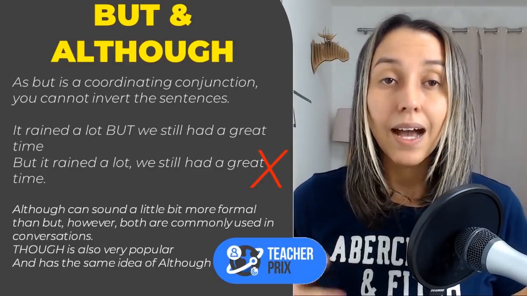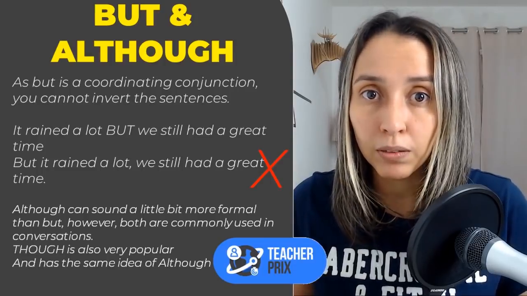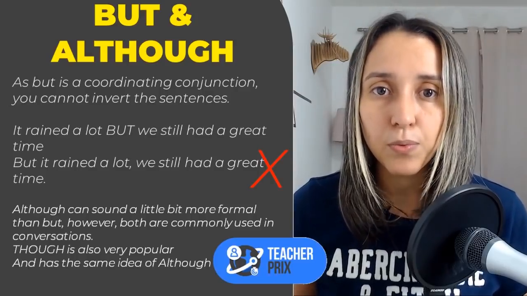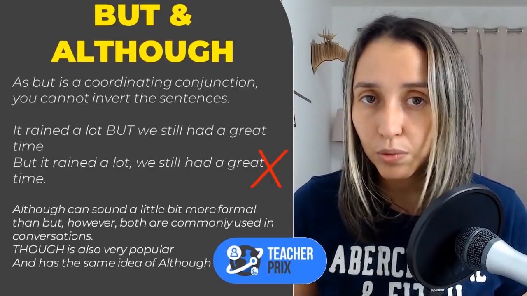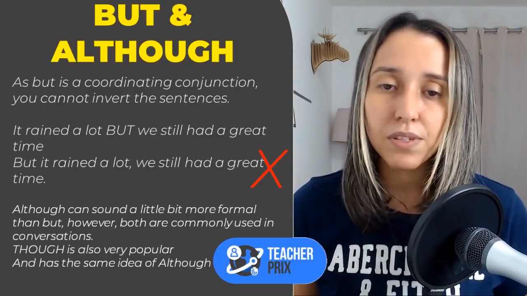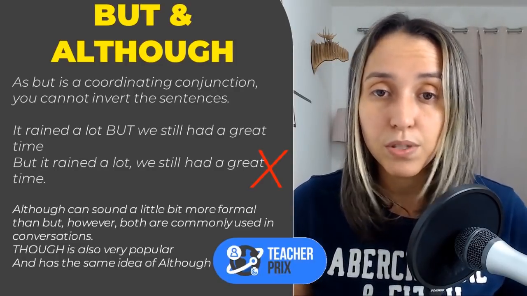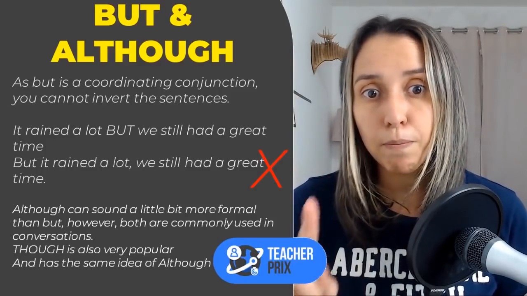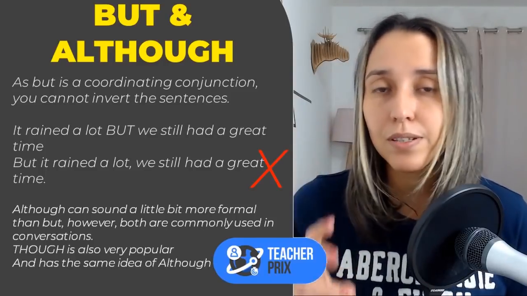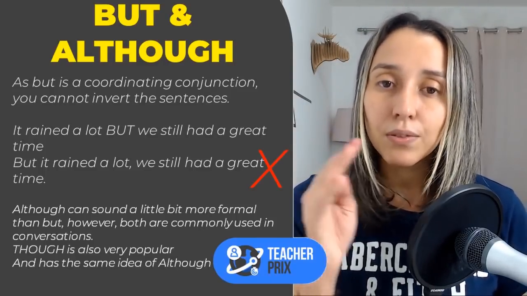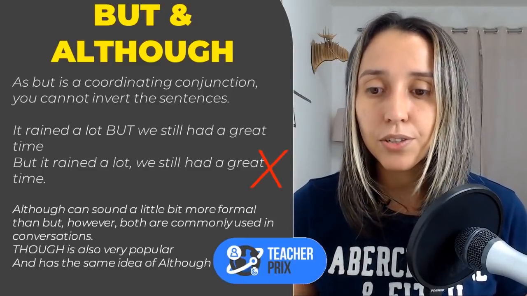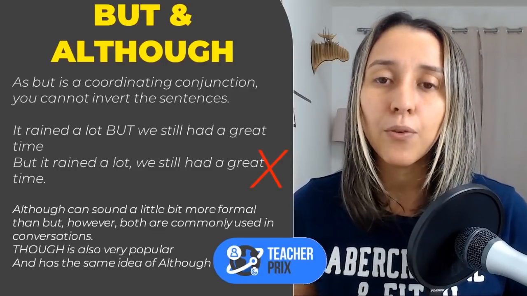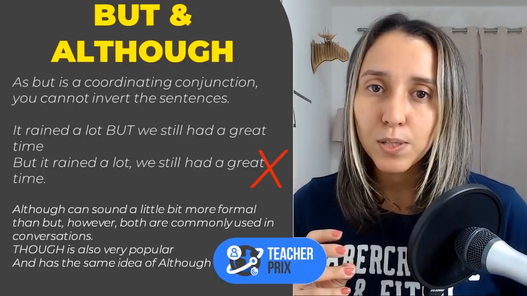Now, an important thing, although can sound a little bit more formal in spoken language, although it's very commonly used in writing, okay, when you're writing something. However, you listen to people using although in conversations, and you can use but in conversations too, it's okay. Now, though, which is a variation of although, is very popular in spoken language, and it has pretty much the same idea of although. Okay, so this is something for you to pay attention. Many English learners use but all the time. So try changing a little bit and using although. Just pay attention to the sequence you are going to use.